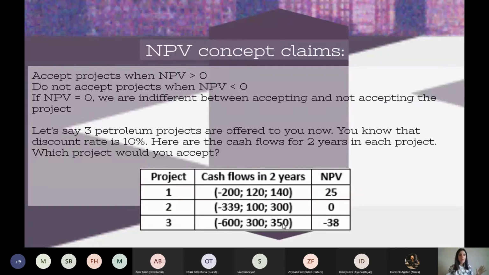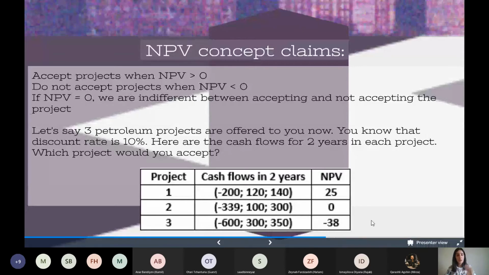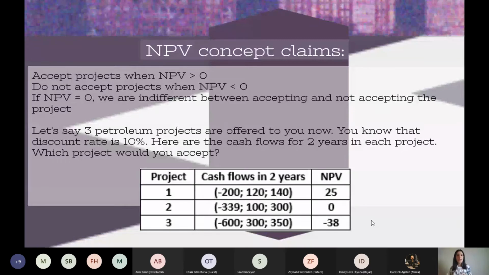So if we don't know about present value, what will we do? We just sum them up and we'll end up with positive 50. If it's positive, we will say, yes, we have to accept this project because it's positive. But it's wrong. We have to care about present value. We have to calculate net present value. So according to the calculation, our net present value will be minus 38, which is not positive 50. So it's less than 0, so we basically don't accept this project.